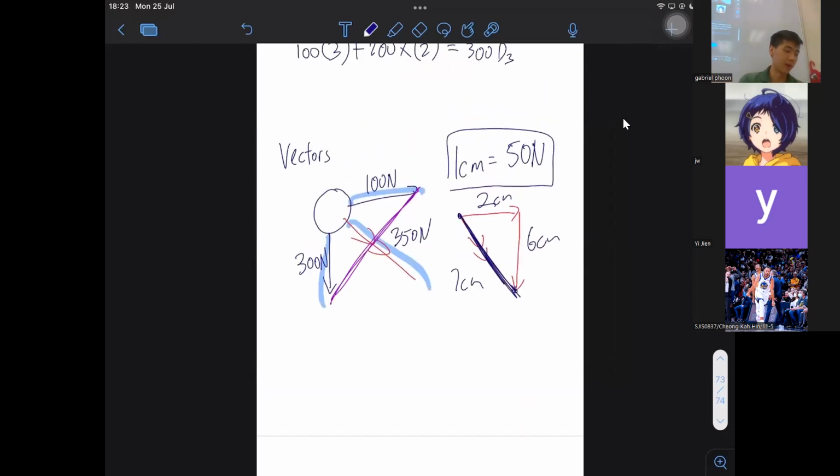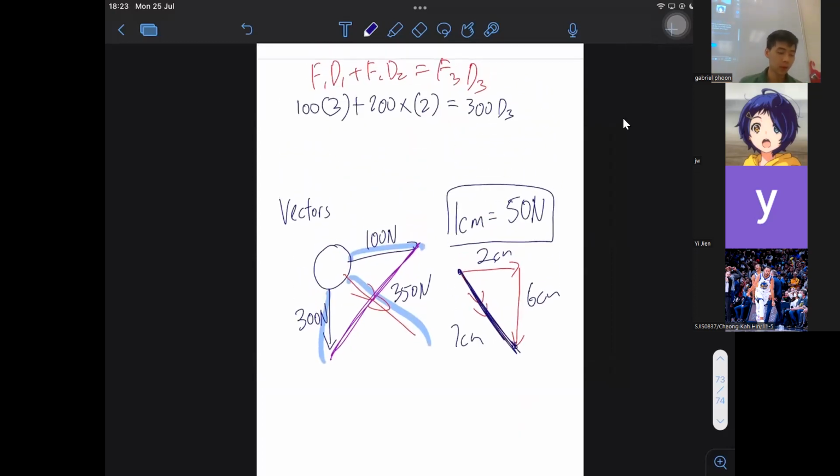Anyone's got any questions for this part here? If you have no questions, everyone flip to the last page here and start doing this question first. I want to walk around and see how many of you actually don't know how to do this.